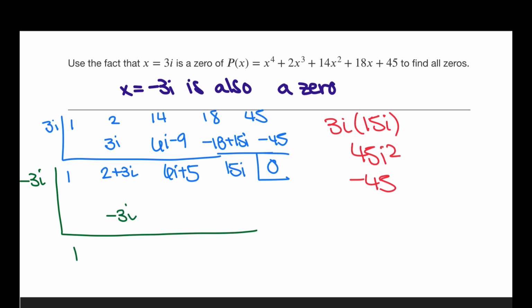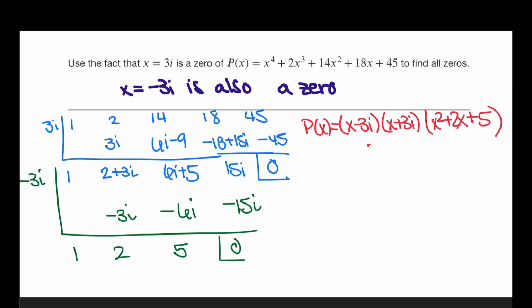I should actually get rid of all the i's. So bring down the 1. 1 times minus 3i is minus 3i. When I add, those 3i's go away, and I'm just left with 2. 2 times minus 3i is minus 6i. I add. The 6i's go away. I'm left with 5. 5 times minus 3i is minus 15. We add, and we get 0. And that's good that we got a remainder of 0. That means we were right. The negative 3i, the conjugate, is also a 0.